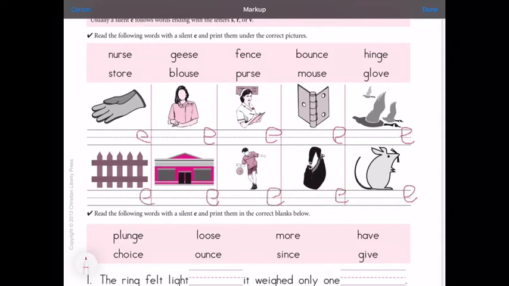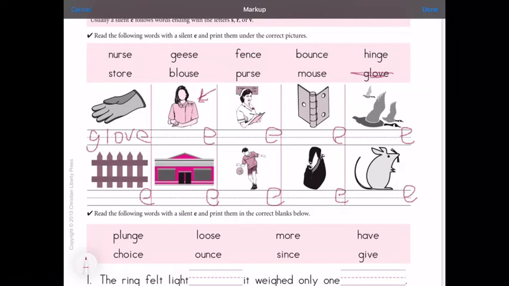Let's start with the first one. This is a what? What do you put on your hand? A glove. I'm gonna cross that out. The next one, she's wearing a what? A shirt. But shirt does not end in a silent E. That ends in a T.